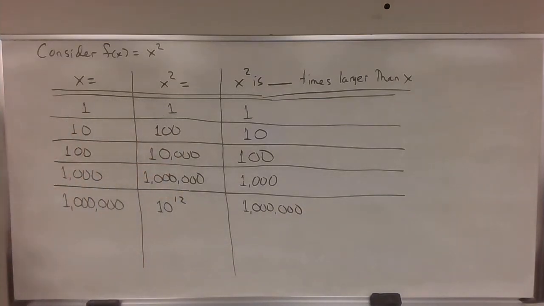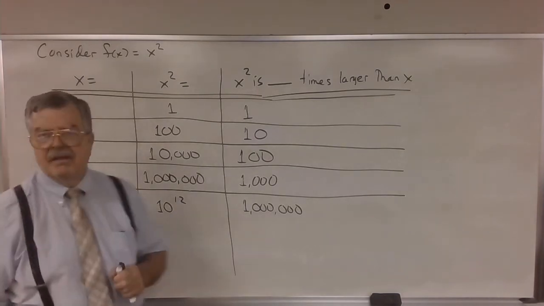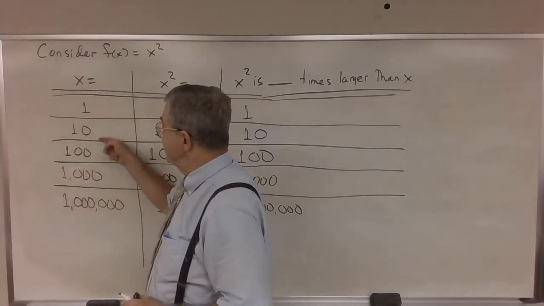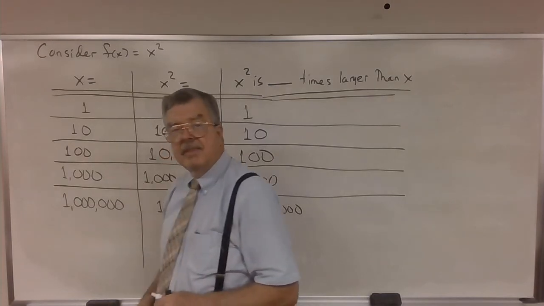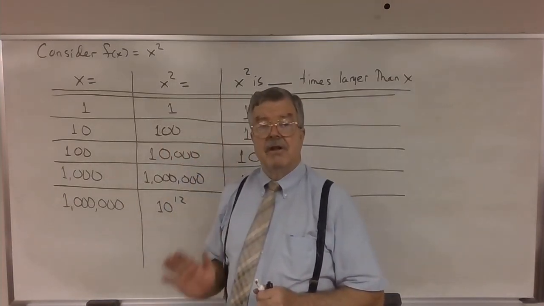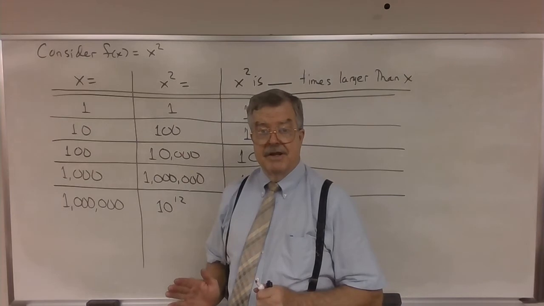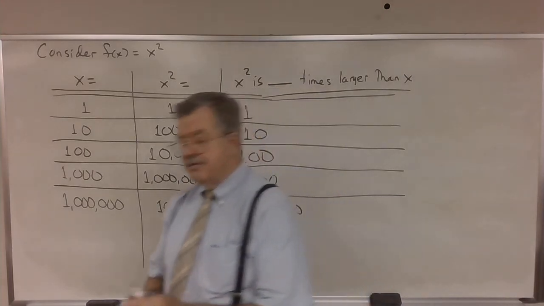Now let's look at our table and see what's going on here. As I move from top to bottom in this column, what is x doing? 1, 10, 100, 1,000, 1,000,000. X is getting large without bound, isn't it? So x is going to infinity.